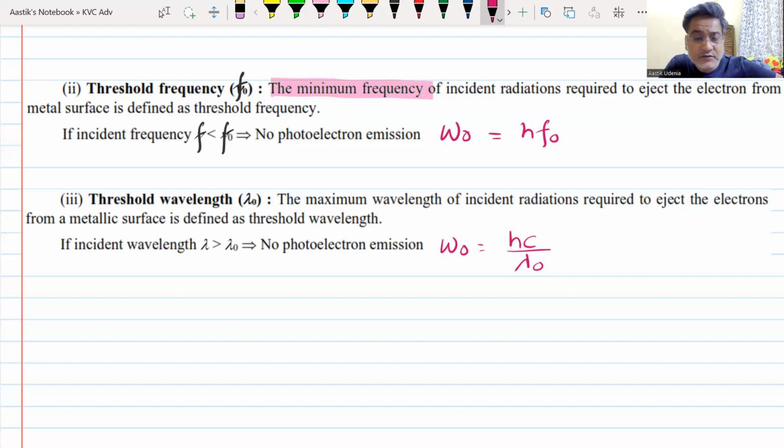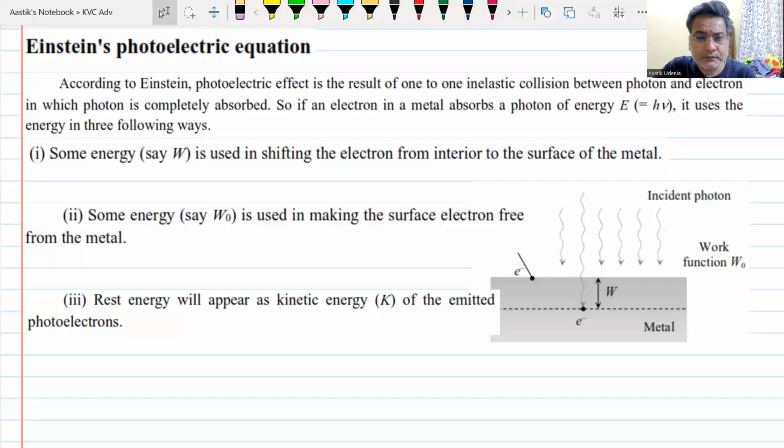I'll give you 2 minutes to note this down. Then we come to the next heading, the most important heading of this chapter. We'll do a lot of work on this because the numericals are going to come from this part only, which is known as Einstein's photoelectric equation.